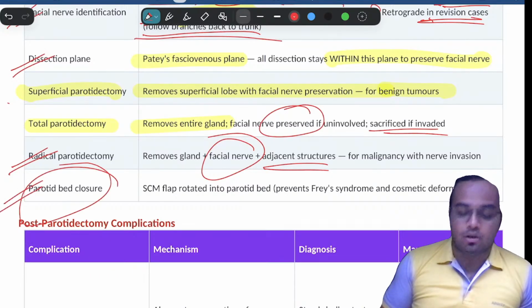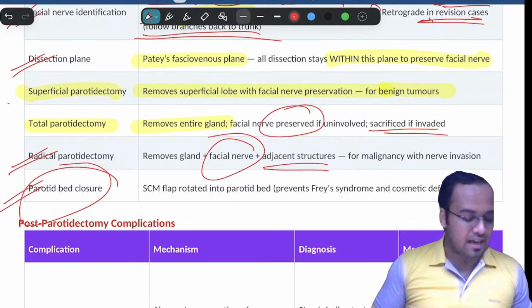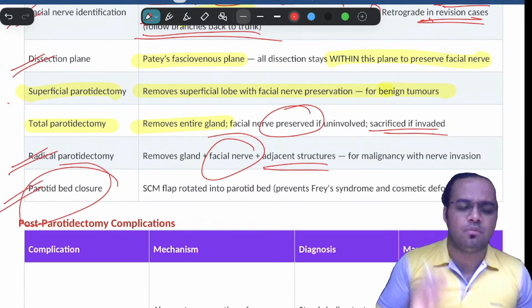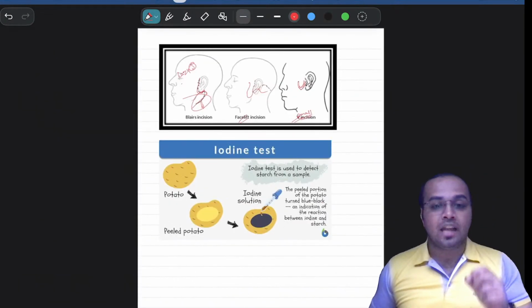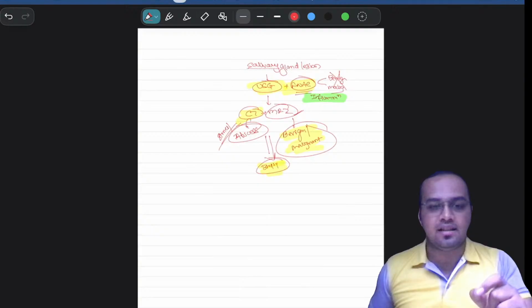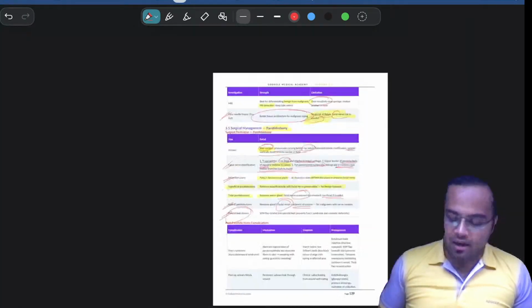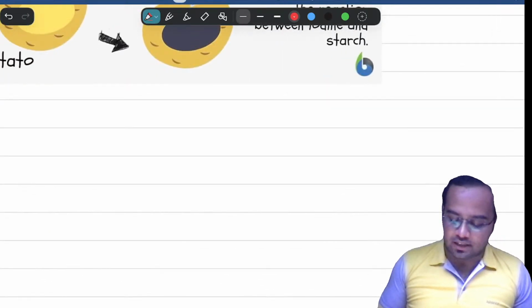And parotid bed closure, what is important that here there is an important short note which is going to be a Frey syndrome. Sir, what is Frey syndrome? Frey syndrome is nothing but we know that we already saw that parotid gland is supplied by a glossopharyngeal nerve. So what happens is normally the parotid gland, after you are going to go for excision of the gland, so this is going to be your parotid gland.